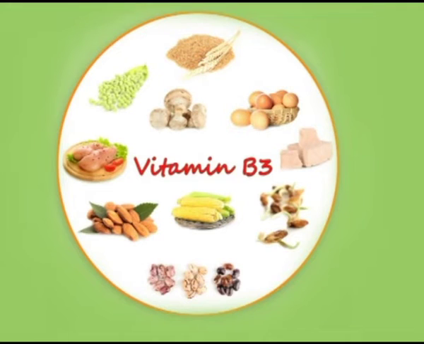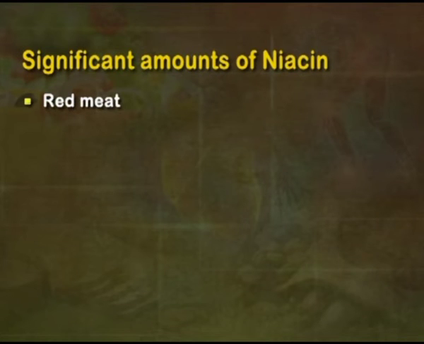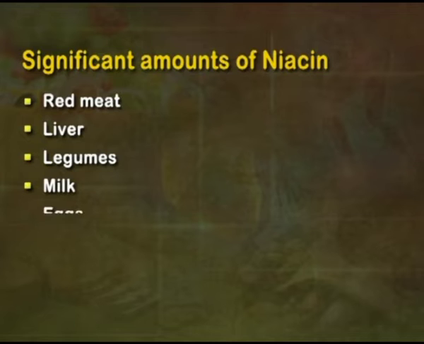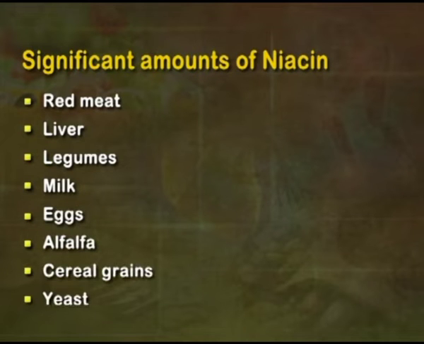This therapeutic effect is not seen with nicotinamide. Nicotinic acid in therapeutic doses can cause flushing and headache in some people. These side effects are not harmful. Dietary intake of niacin comes mainly from mixed dishes containing meat, poultry or fish, followed by enriched and whole grain breads and fortified cereals. Significant amounts of niacin are found in red meat, liver, legumes, milk, eggs, alfalfa, cereal grains, yeast and fish.